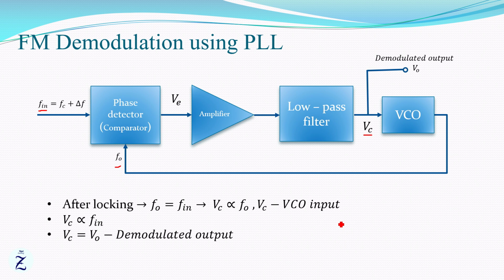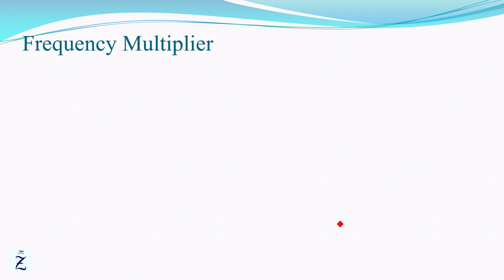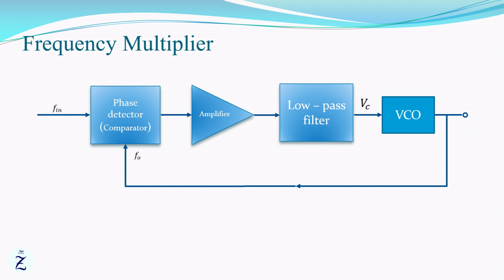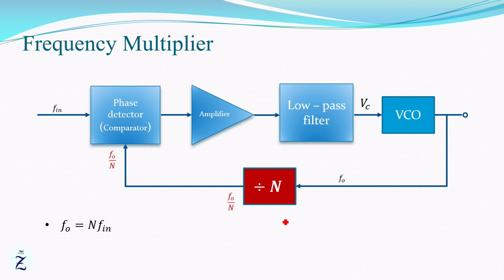The next application of PLL is the frequency multiplier. A frequency multiplier is a circuit that produces a signal whose frequency is an integer multiple of the frequency of the input signal. This can be achieved by making some modification in the conventional phase locked loop, in which the output of the VCO is passed through a frequency divider circuit and then the divided signal is applied to the phase detector or comparator. This is the block diagram of the frequency multiplier.